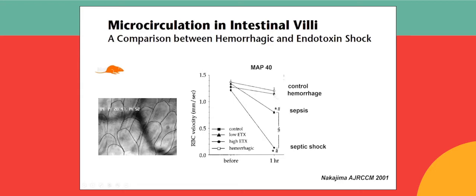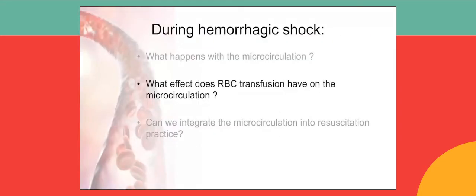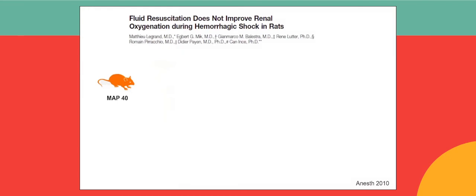So again, hemorrhagic shock follows the macrocirculatory parameters, whereas there is a sort of dissociation between what happens in the tissue versus the cardiac output in septic shock, but not so much in hemorrhagic shock. So what effect does the red blood cell have on the microcirculation?